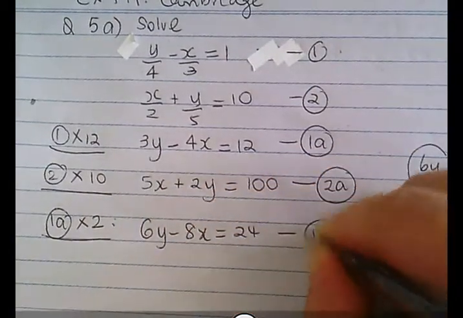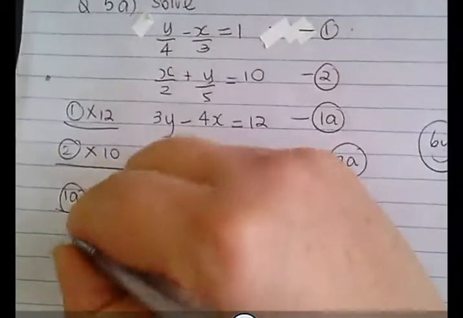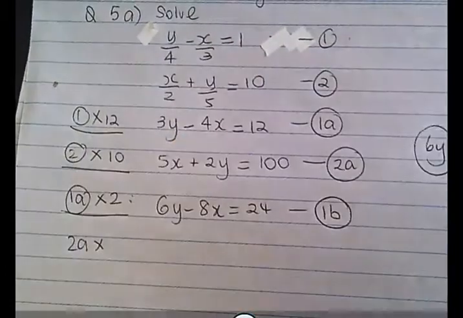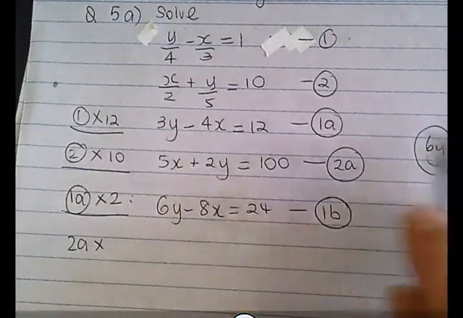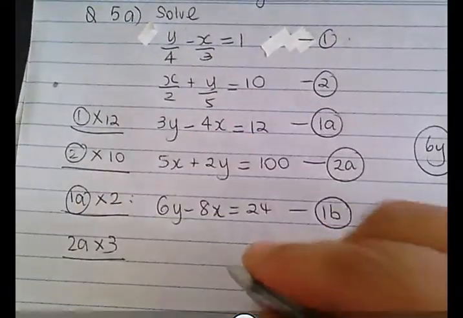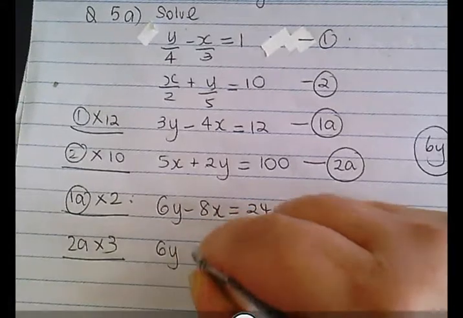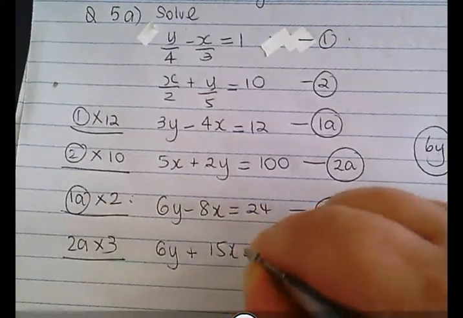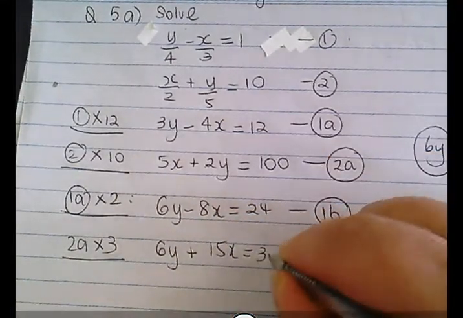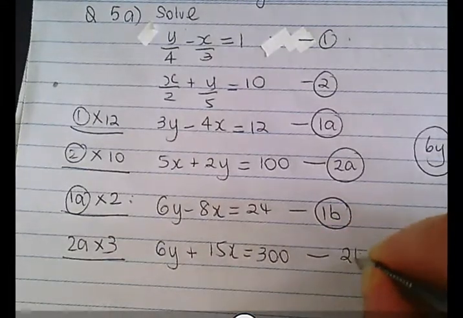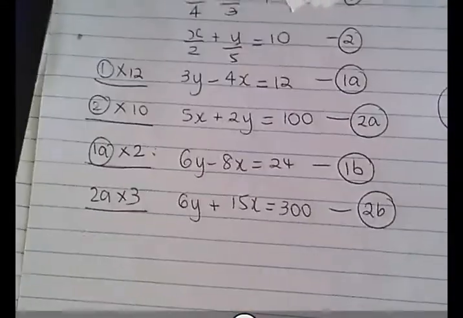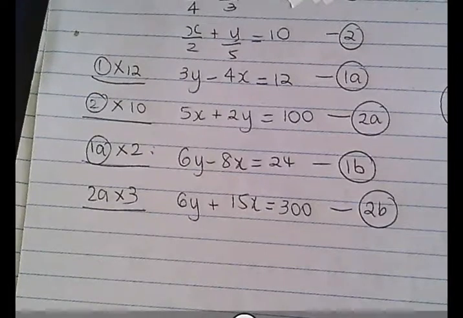Call it equation 1b. And equation 2a, I want 6y, so times it by 3. Please put the 6y first. 6y plus 15x equals 300. Equation 2b. And off you go. Add or subtract? The 6y's are identical. If you add them, you get 12y. Subtract.